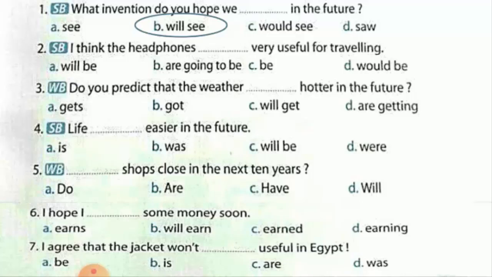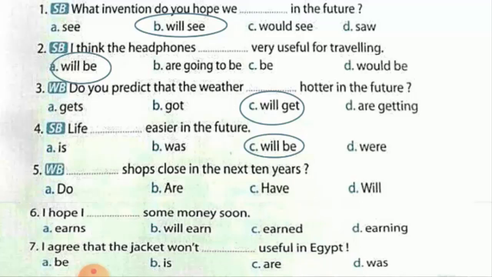And if you want to talk about, or if you want to give a personal opinion, you should use simple future tense, so the answer will be will be. Number 3, do you predict that the weather will get hotter in the future? Yes, will get. Number 4, life will be easier in the future. Life what? Yes, will be easier in the future.